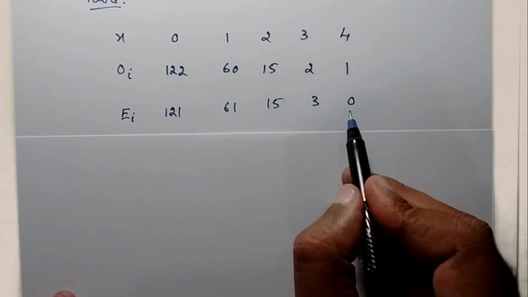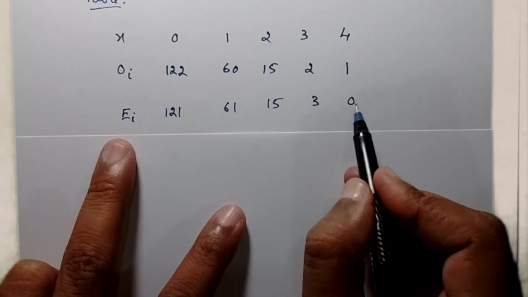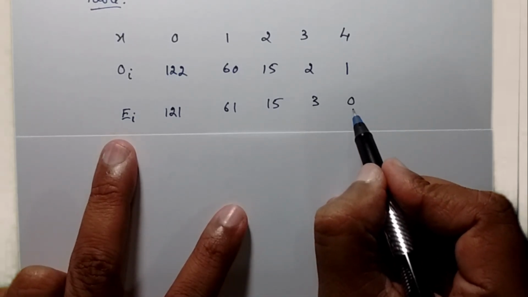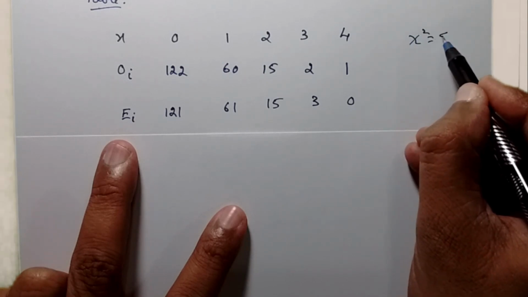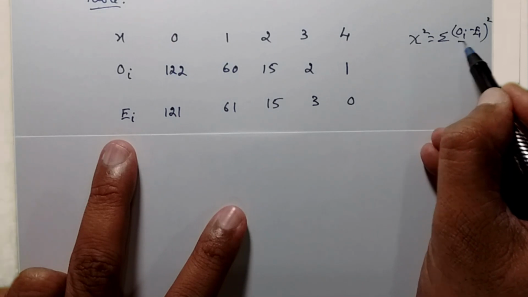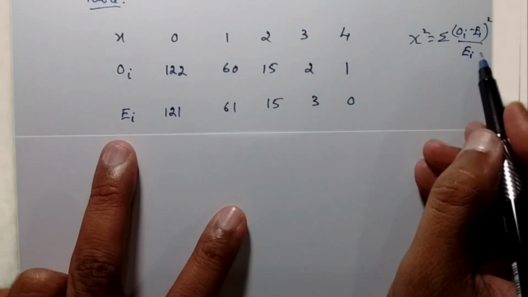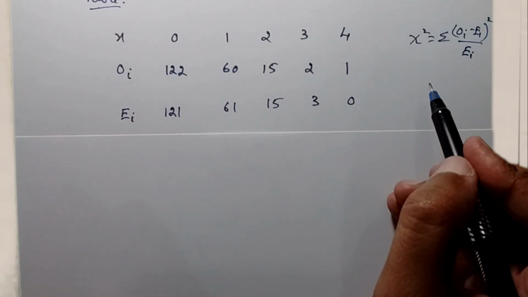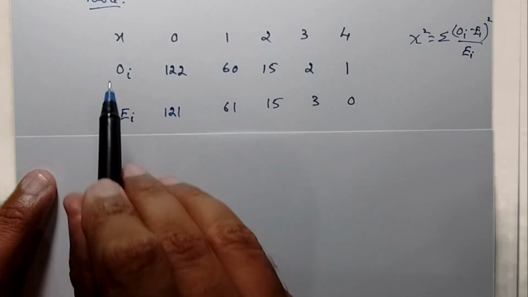Here in the table, the last expected frequency is 0. You cannot take the expected frequency as 0, because in the chi-square formula you are getting the summation of (oi minus ei) whole square divided by ei. If you put ei as 0 there, anything divided by 0 becomes infinity, so you will be getting an infinite solution. So you have to rewrite this table.